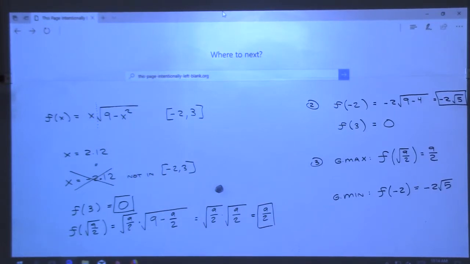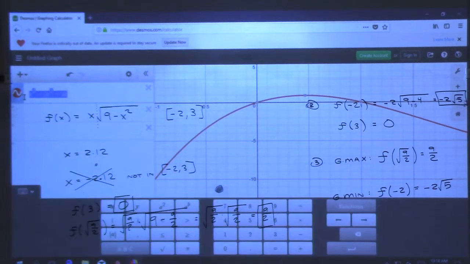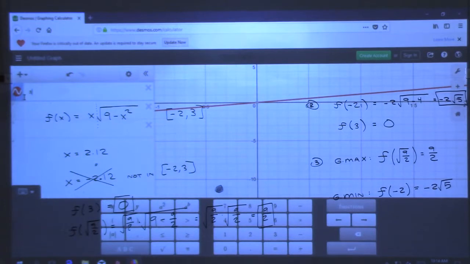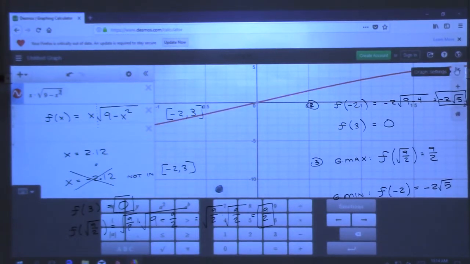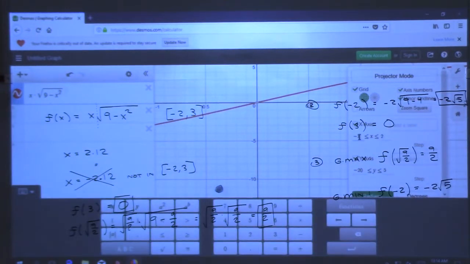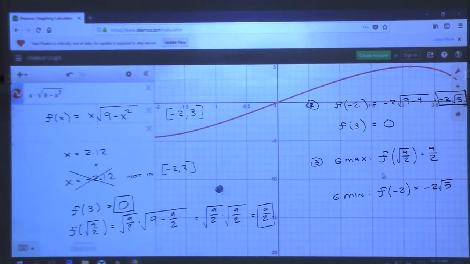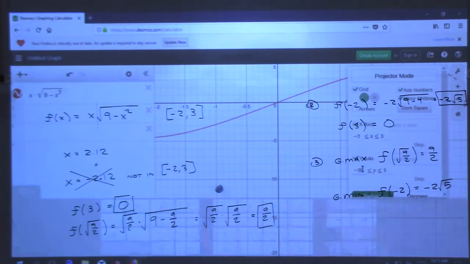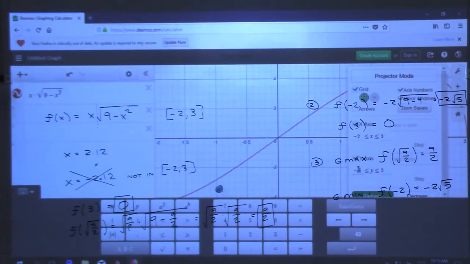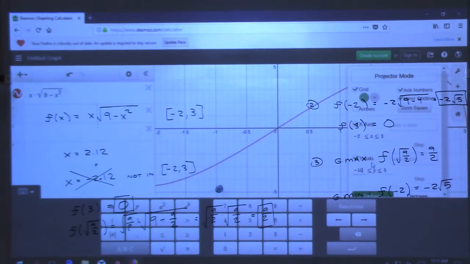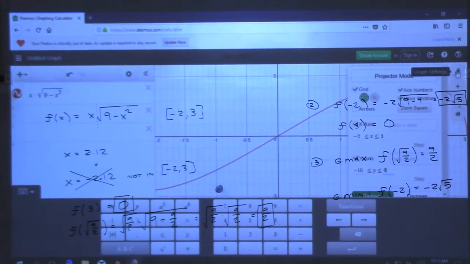Let's graph it, see what it looks like. We are graphing x times square root of 9 minus x squared, and we are graphing this on the interval negative 2 to 3. Yeah, I could change those. What was our biggest? Our biggest value was, I'll go to 6. There we go.